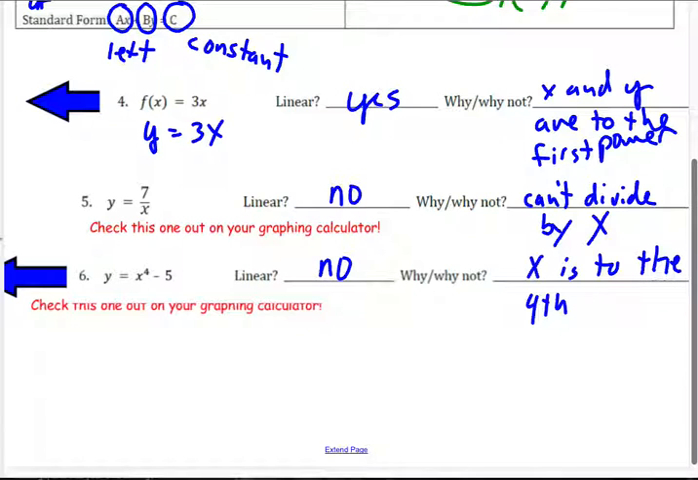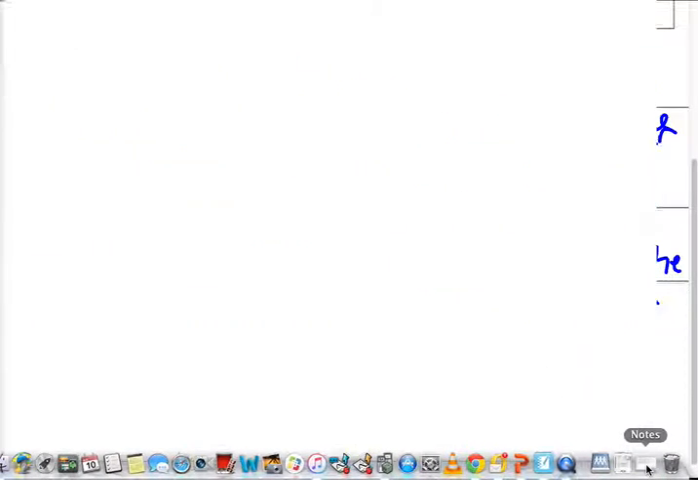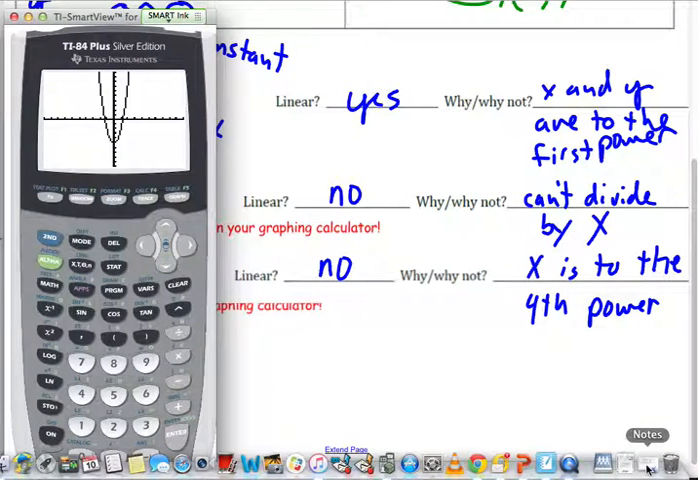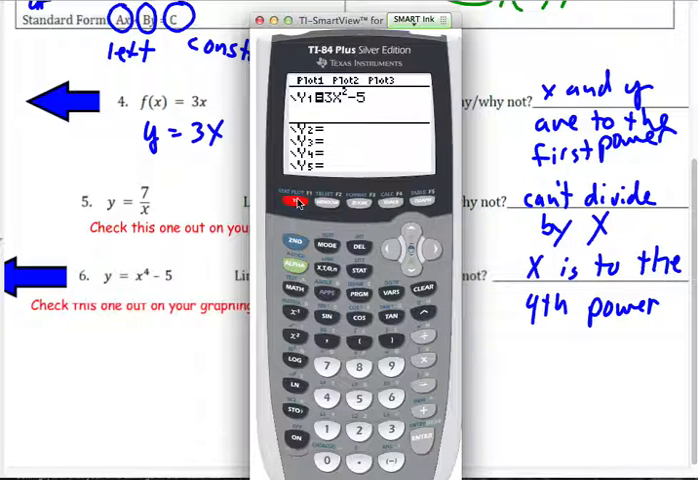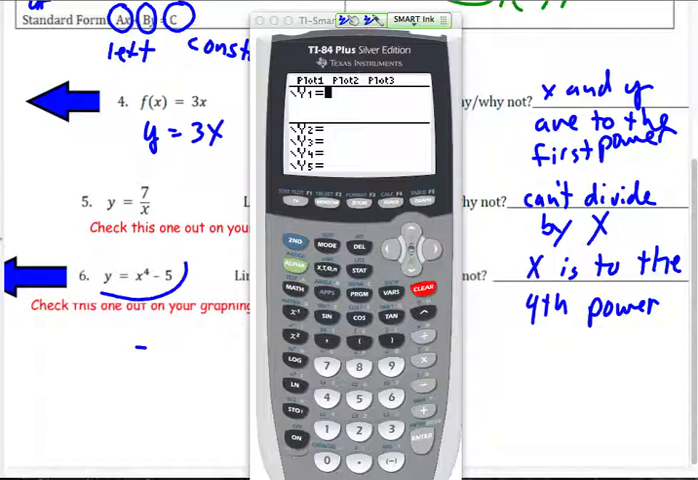Not hour, power. Okay. Now, if you look at this graph, it should not be a line. One way, if you're not sure, you can always just get your graphing calculator out and graph it and see what it looks like. So we're going to go back to y equals, hit the y equals button. Let's just clear that out and type in this equation right here. Y equals x to the 4th minus 5.